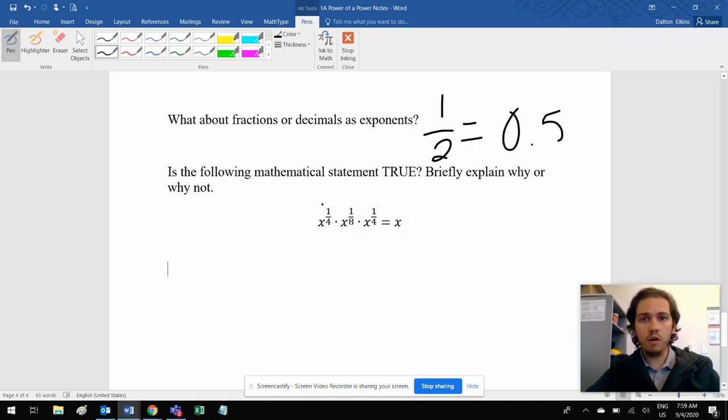Should I be alarmed? No, you just treat them like you would any other number, right? So here's a more advanced problem to wrap things up a little bit. It gives you the statement, and if it's true, it is true, we have to explain why. So here we have x to the power 1/4 times x to the power 1/8 times x to the power 1/4 equals x.